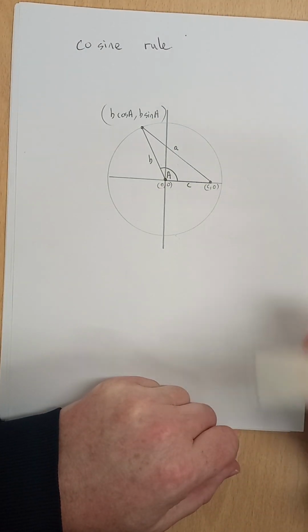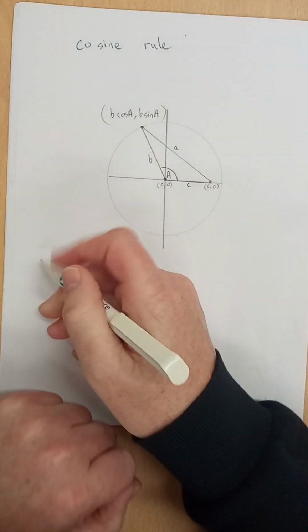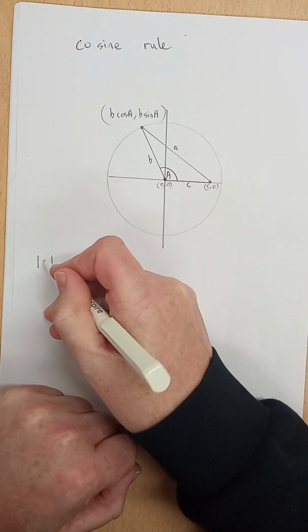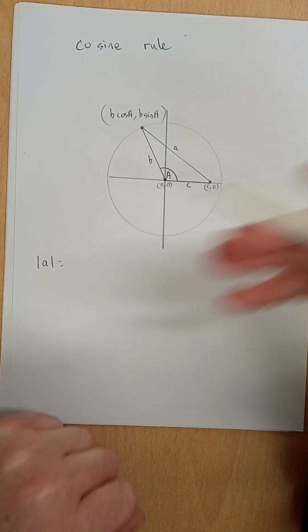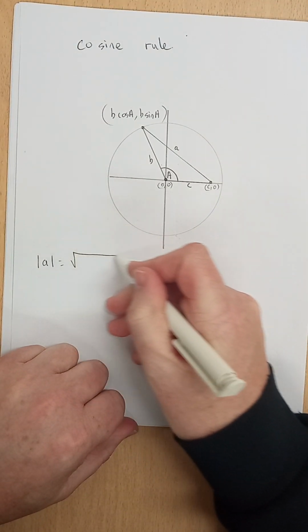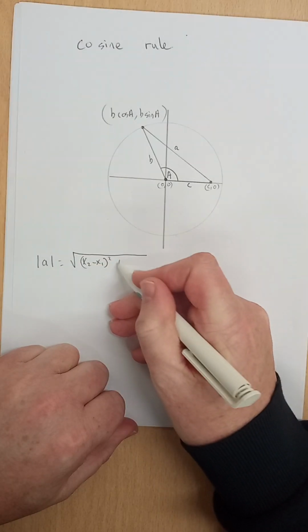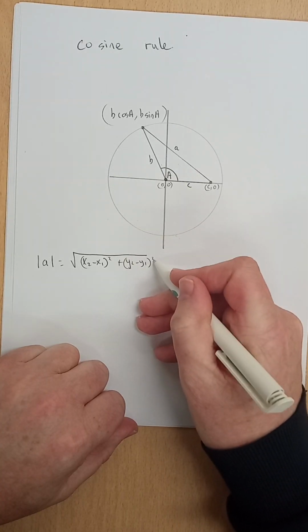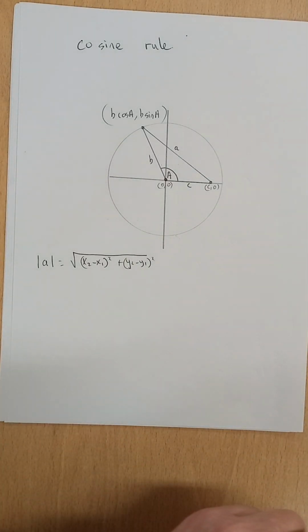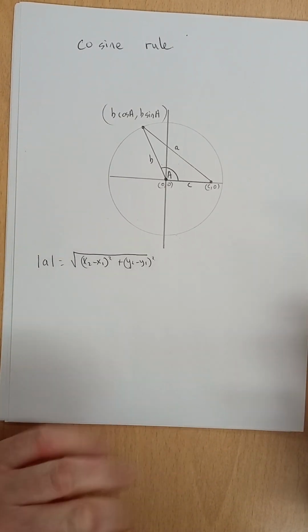And what we're going to do is find the length of this side, the length of a. How we're going to do it is using coordinate geometry. So we know the length of a should be the square root of (x2 minus x1) squared plus (y2 minus y1) squared. So let's see how we can do it.